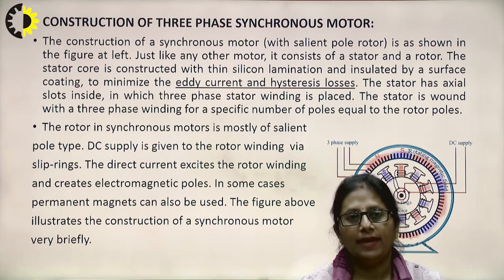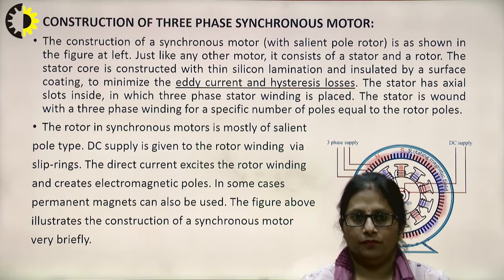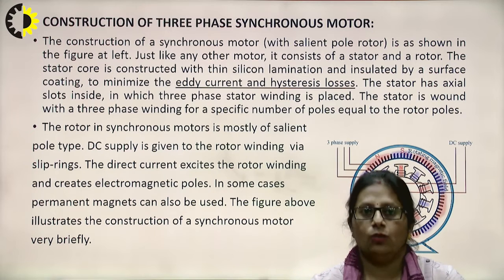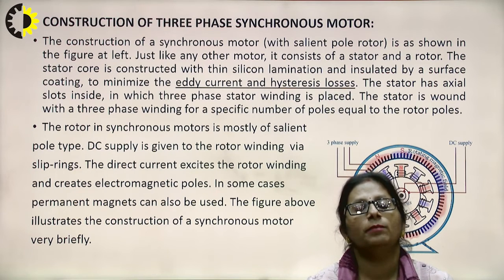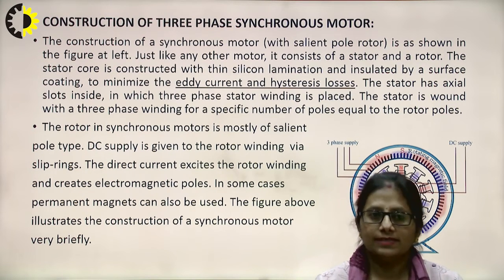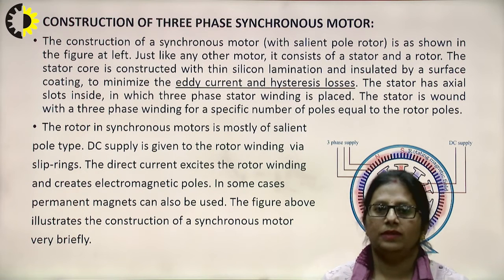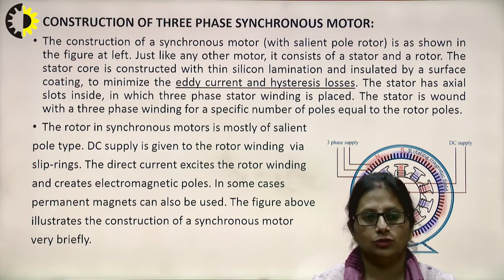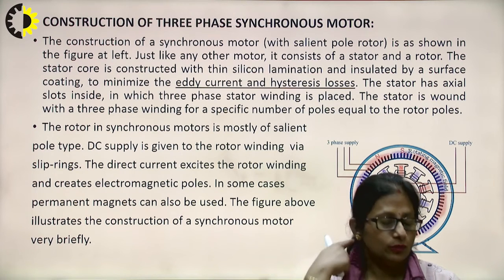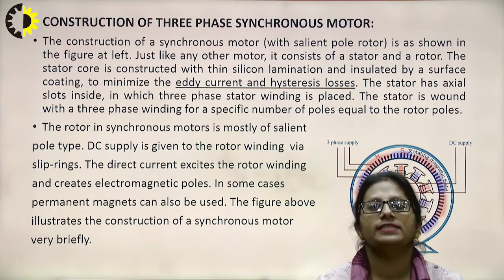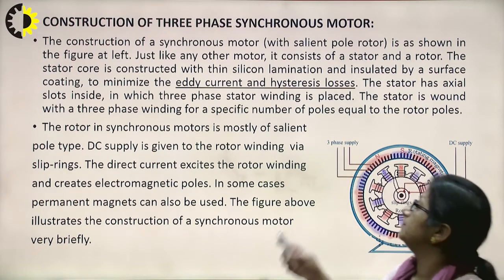The DC supply is given to the rotor winding via slip rings. This direct current excites the rotor winding and creates the electromagnetic poles. In some cases, permanent magnets are also used. The figure shown here gives the construction. Now for the motor, in this case we give a 3-phase AC supply to the stator.